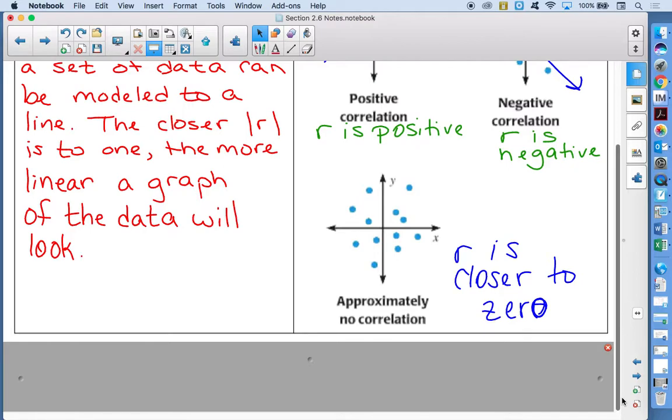Questions? Is this about like correlation coefficient? Yes. Okay. Other questions? Okay, so we're going to need the calculator.